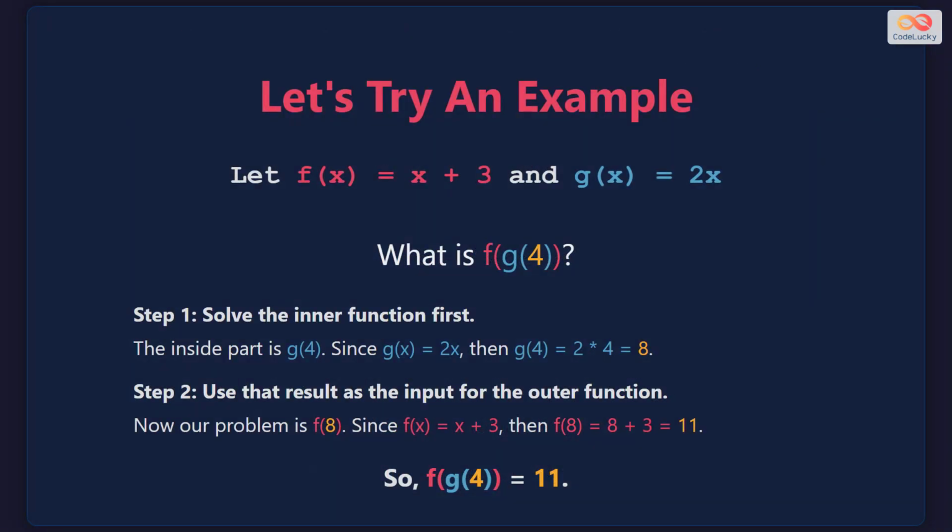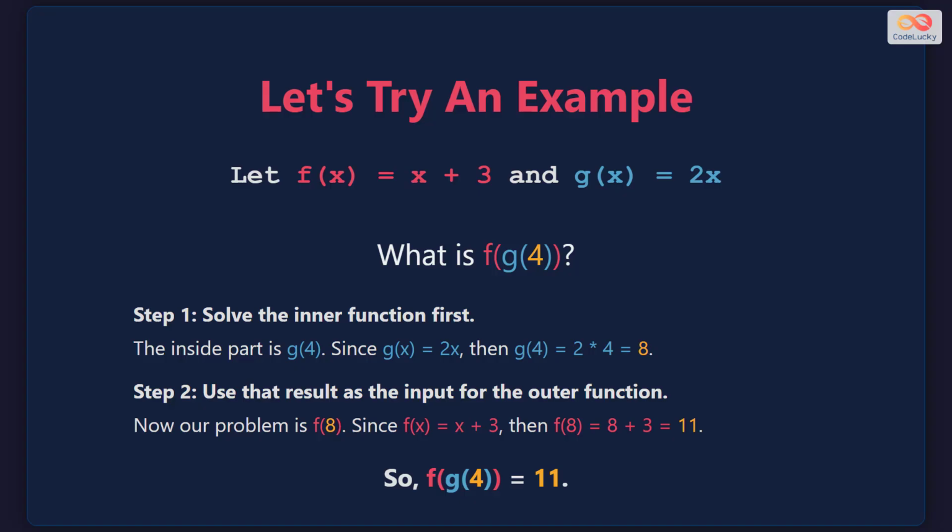Let's make this concrete with an example. Suppose function f of x equals x plus 3, and function g of x equals 2x. Our goal is to find f of g of 4. The rule is to always work from the inside out. First, we solve the inner part, which is g of 4. Since g of x is 2x, g of 4 is 2 times 4, which gives us 8.